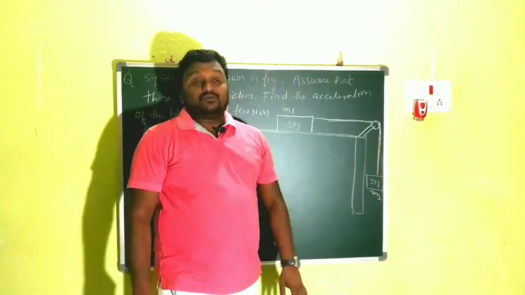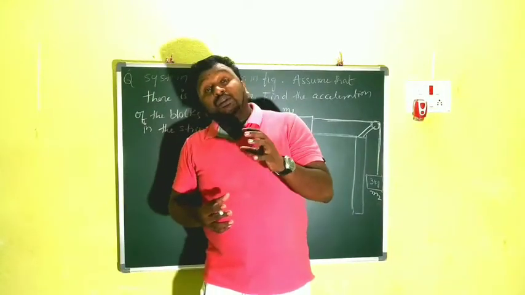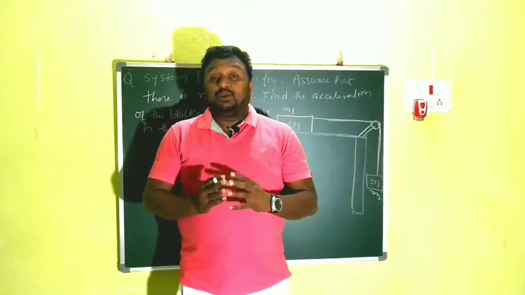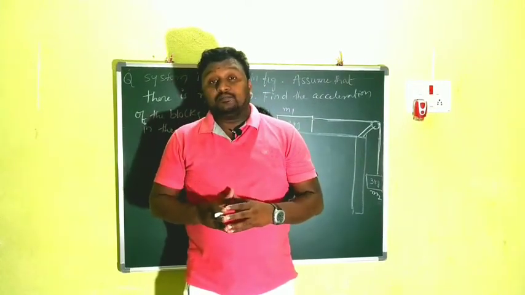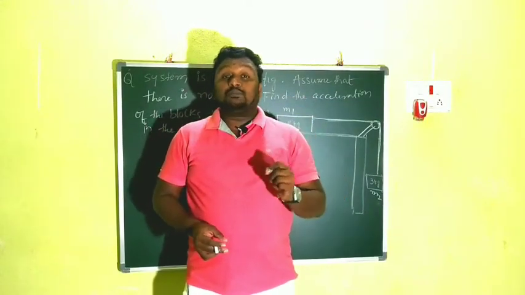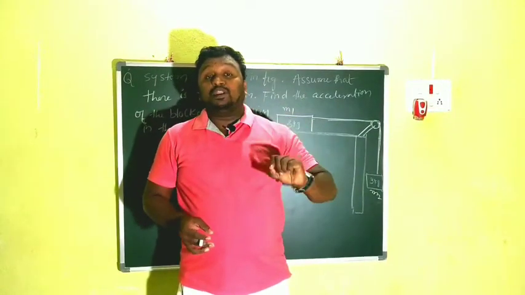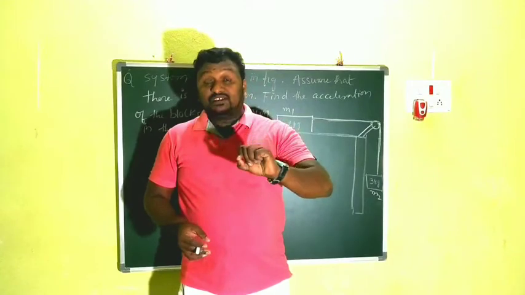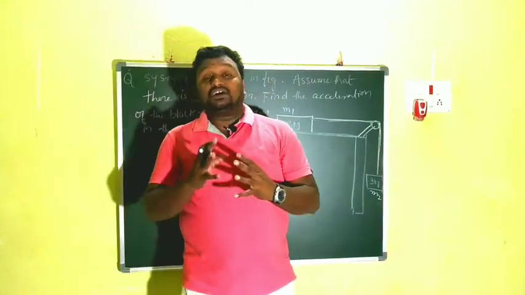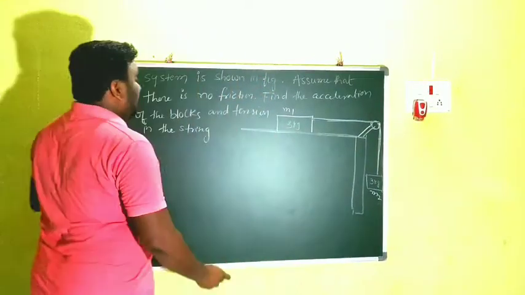Clear children? So in this case we have to draw the individual free body diagrams. I already explained what is meant by a free body diagram. The body should be taken as a single point and the forces must be shown in the form of vectors. Clear? The body is taken as a single point, on that we show how many forces are acting, with vectors. That is what we call a free body diagram. So now we have to draw the individual free body diagrams. Clear? Now I am going to the first one.